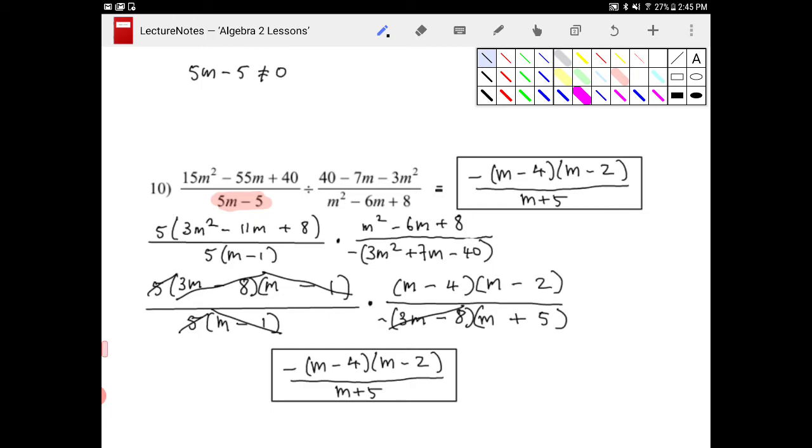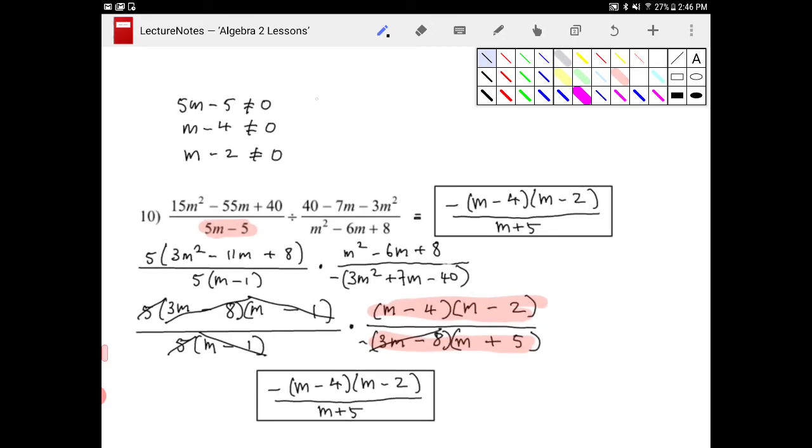And then looking at the second fraction, if either the numerator or denominator were to equal 0, then I would be dividing by 0, and that would not be cool, right? So none of these can be 0. So m minus 4 cannot be 0. m minus 2 cannot be 0. 3m minus 8 cannot be 0. And m plus 5 cannot be 0.